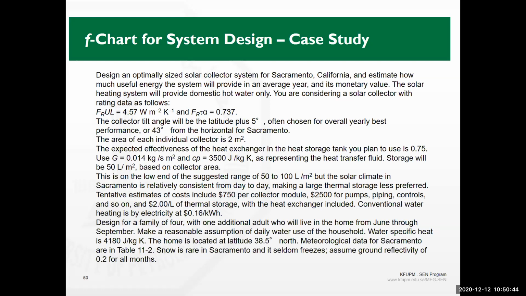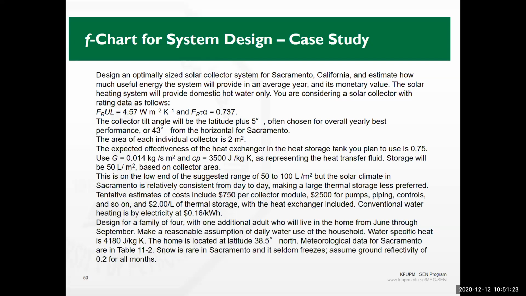Every solar collector has a price of $750, and there is a flat price of $2,500 for installing the pumps, the piping, the controls, and this kind of accessories, and $2 per liter of thermal storage. So we're going to see how much storage you have, and then the price of the storage is expected to be this way, with the heat exchanger included. Conventional water heating by electricity is going to cost like 16 cents per kilowatt hour.